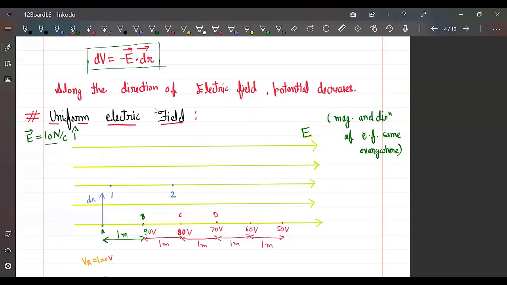So we'll do a small question. See here, there is a uniform electric field and it is given as 10 Newton per Coulomb. Okay, what is a uniform electric field?